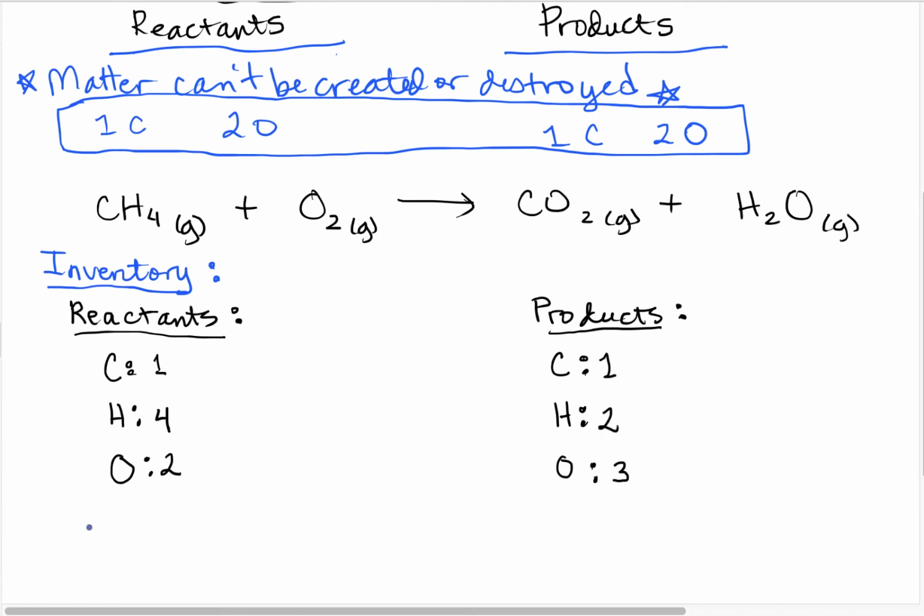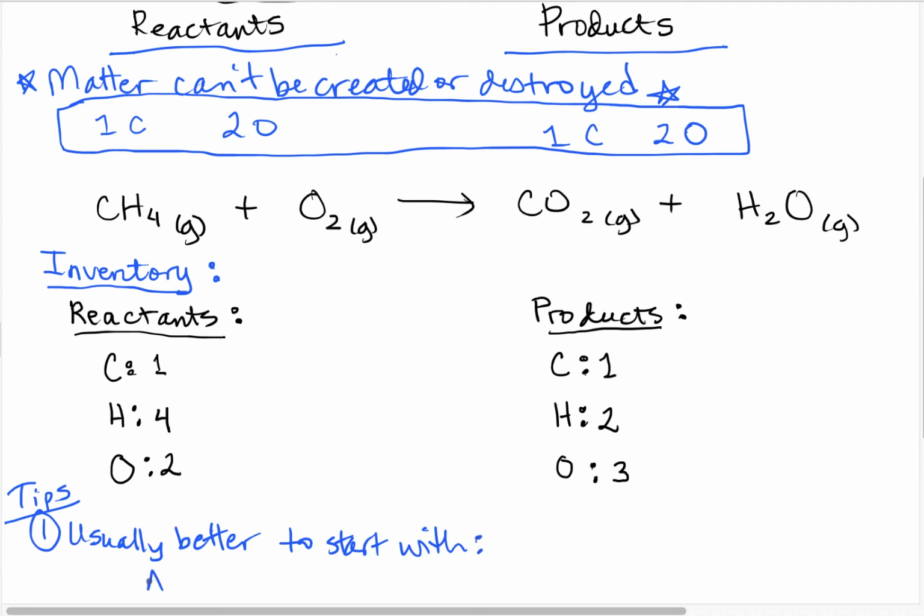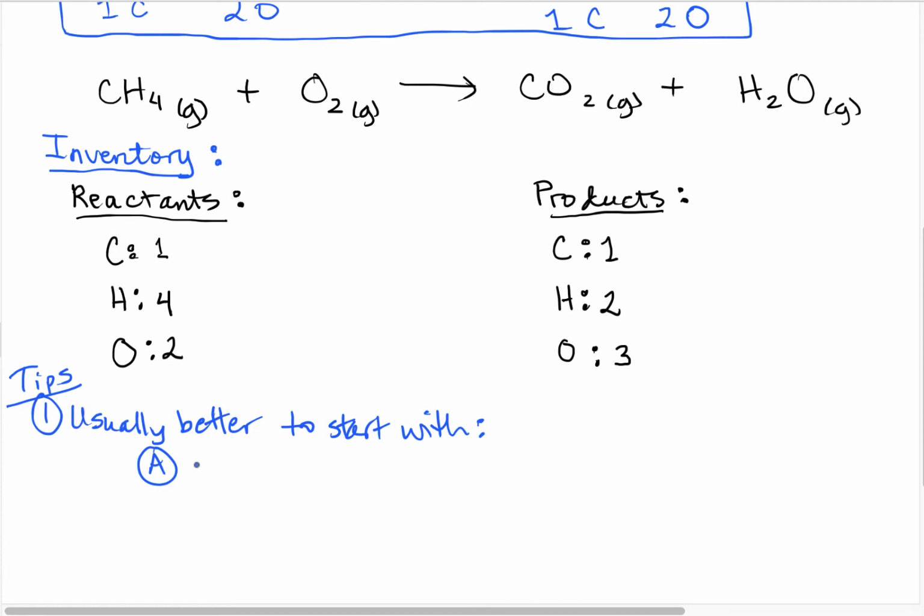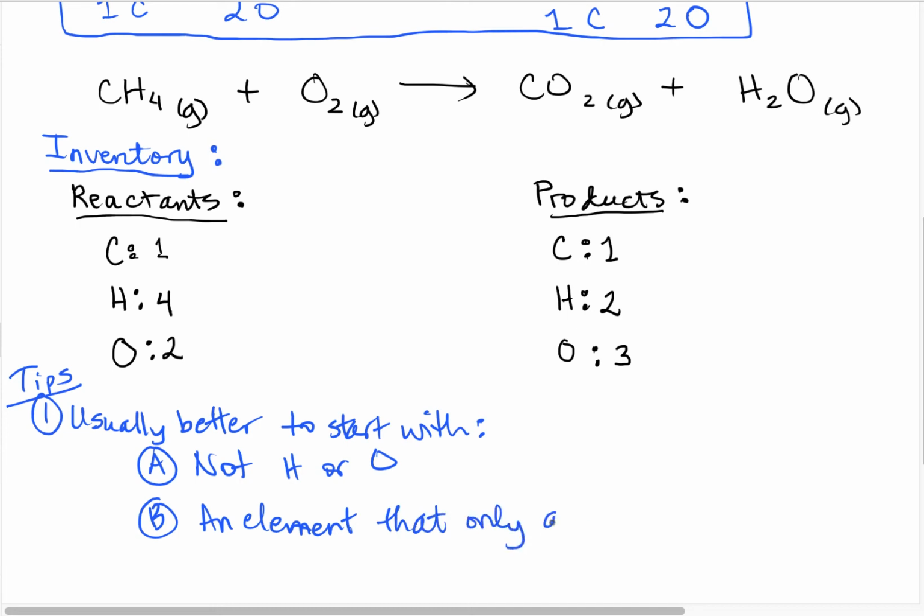Now, when I take some strategy, I'm going to put some tips right here. For strategy for balancing equations, it's usually better to start with either not hydrogen or oxygen. We don't have too many choices here. Or an element that only appears once on each side. And when I say on each side, I mean on each side of the arrow.